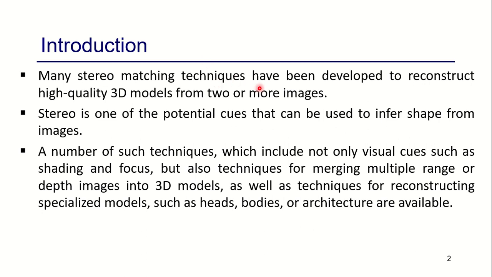Many stereo matching techniques have been developed to reconstruct high-quality 3D models from two or more images. Stereo is one of the potential cues that can be used to infer shape from the images. A number of such techniques, which include not only visual cues such as shading and focus, but also techniques for merging multiple range or depth images into 3D models, as well as techniques for reconstructing special models such as heads, bodies, or architecture are available.